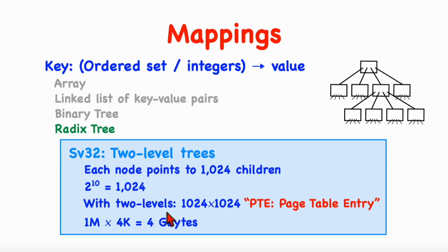With just 2 levels of interior nodes, we get to 1 million leaves, and this is exactly what we need for our 4 gigabyte virtual address space. This tree is full of what we call page table entries, or PTEs. The tree contains 1 million page table entries, and there's one for each page in the virtual address space. So for every virtual page number, of which there are 1 million, the hardware will search the tree to get the page table entry that describes it.